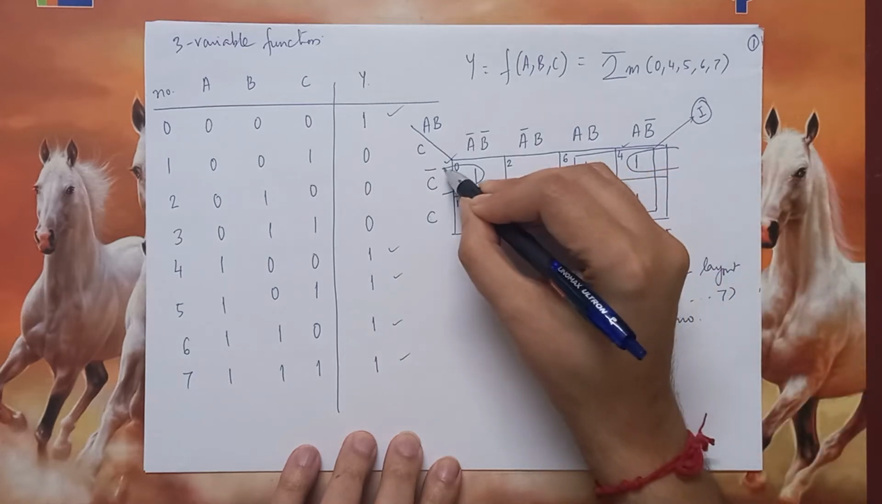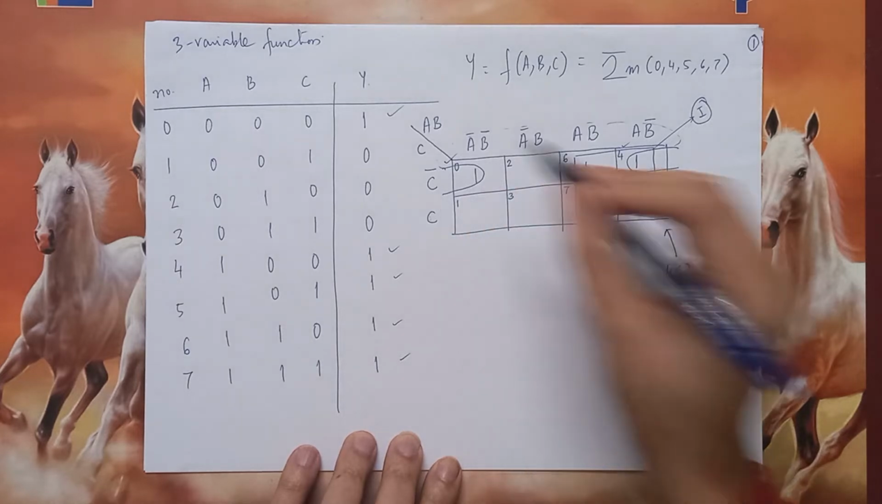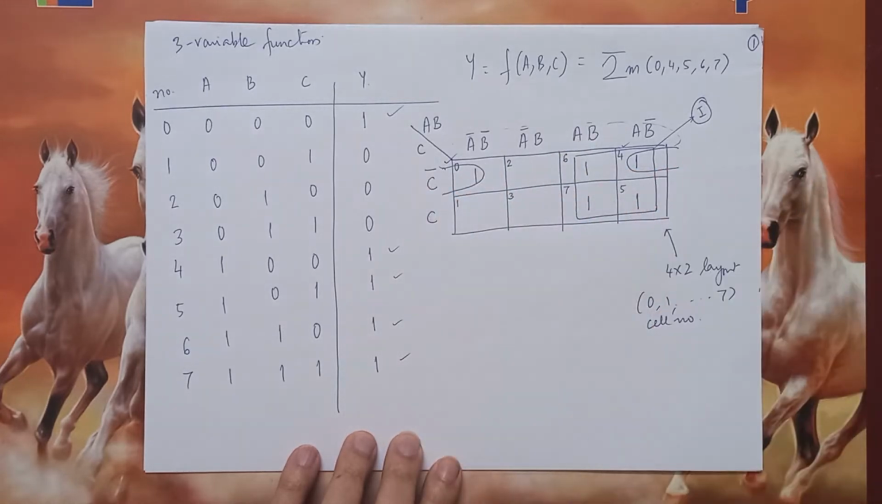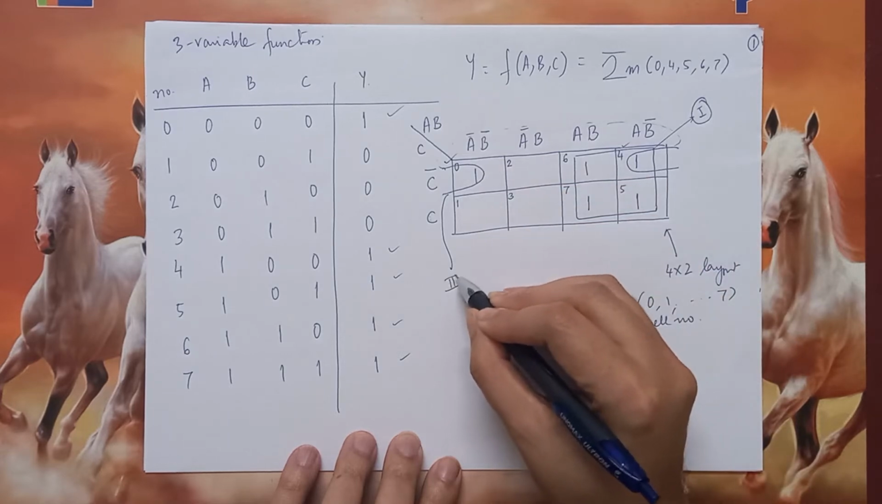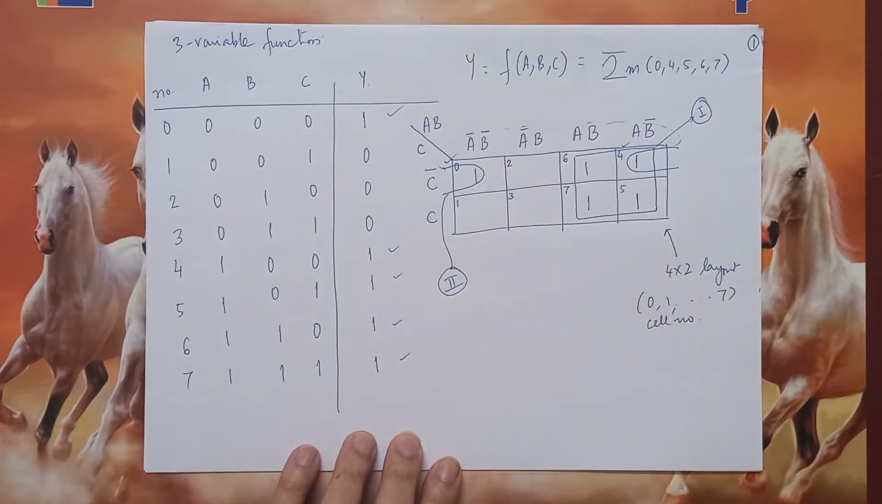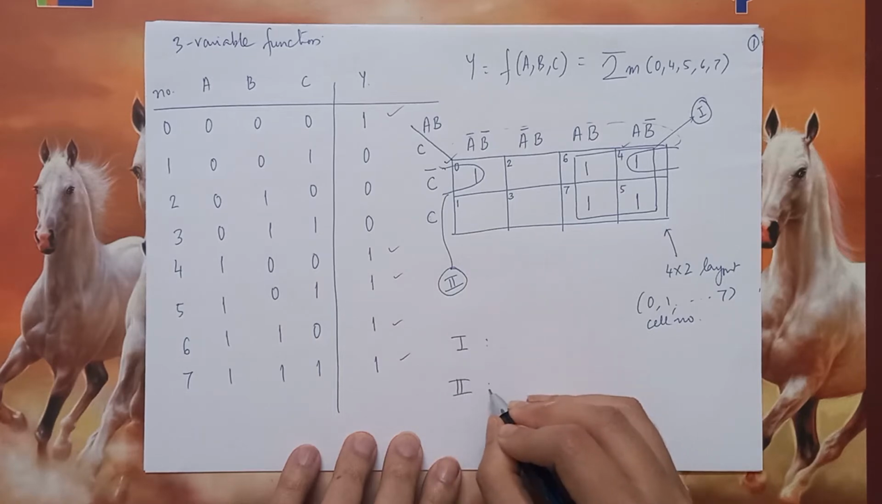It's as if the group will go like this, starting from here and ending over here. So therefore, I will call this group number 2. Now let us see what expressions these two groups correspond to.